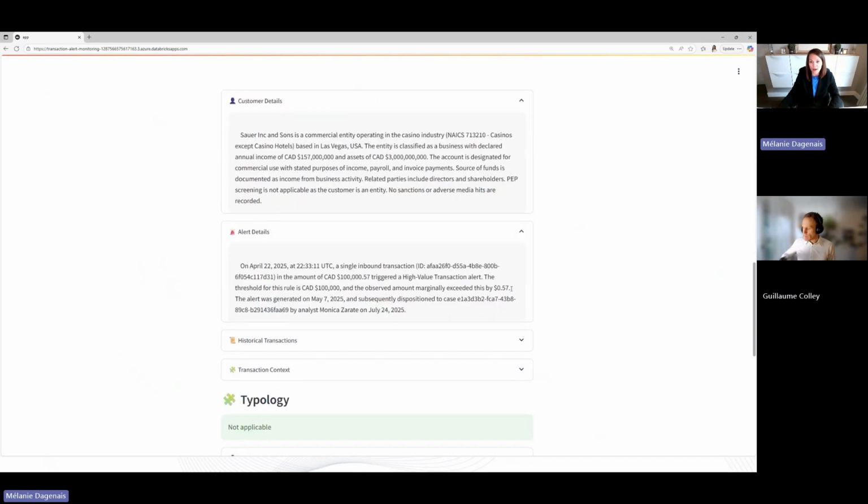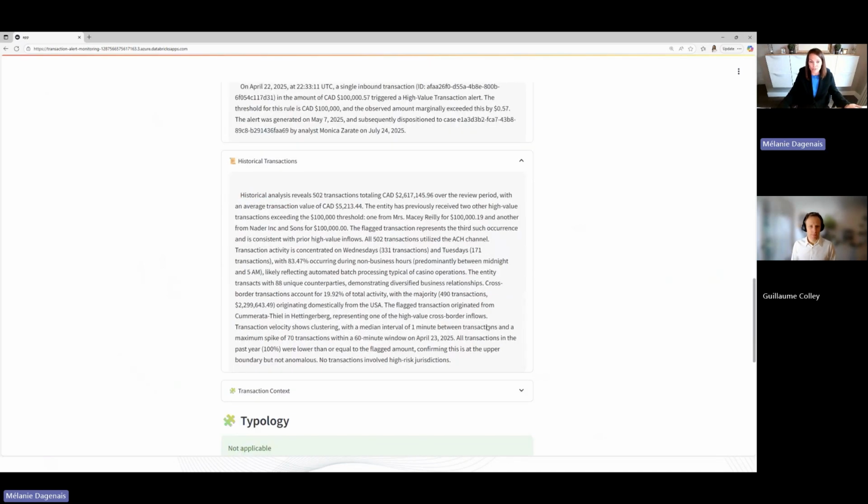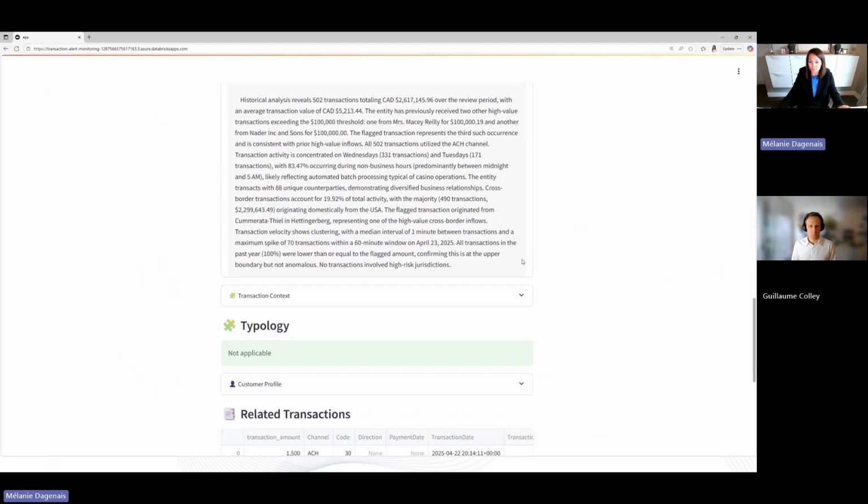Let's say you would want to have more information. In this case, it tells you what type of account this is, what was the intended use of this account, what's the client assets, the source of funds, etc. Here you have all the details of the alert that was generated from your alert system. These are the historical transactions that were analyzed by the agent in order to see if this is a regular pattern or if there's a change in the client's behavior.